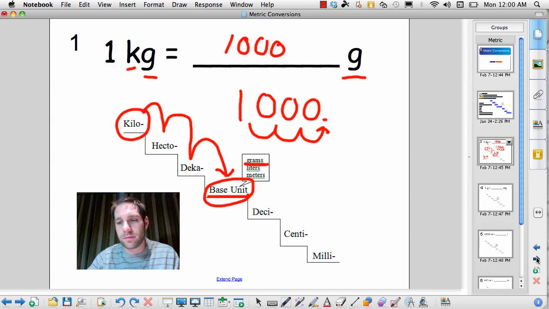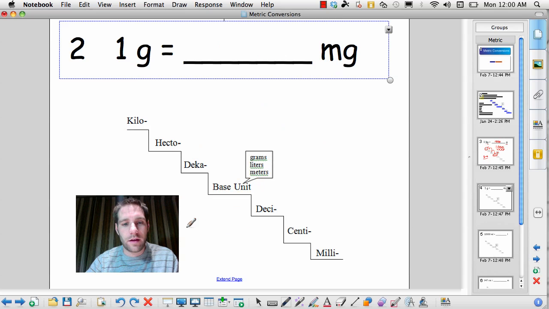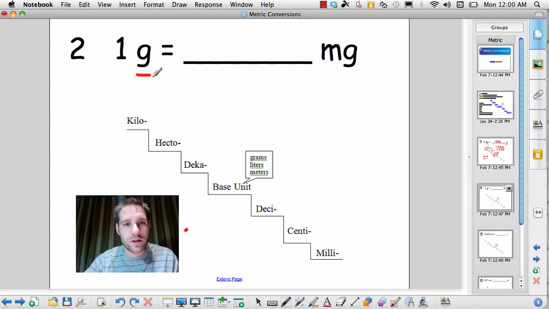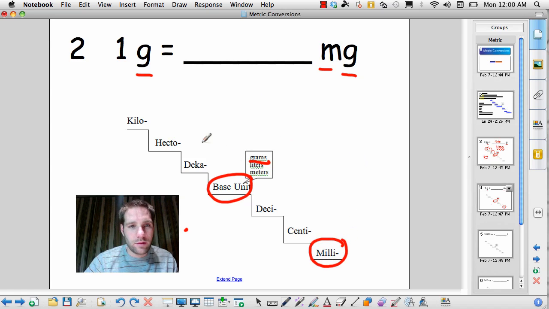Let's take a look at another practice problem. In this example, we're starting out in G, grams, and we want to go to mg, which is milligrams. So here I am starting out at grams. I am at the base unit, and they're asking me to go to the mg. The m is standing for my milli. So I'm going to take my units from base all the way down to milli. Let's take a look at how many steps we need to take to do this conversion. That's 1, 2, 3 steps to the right, same as we had last time.